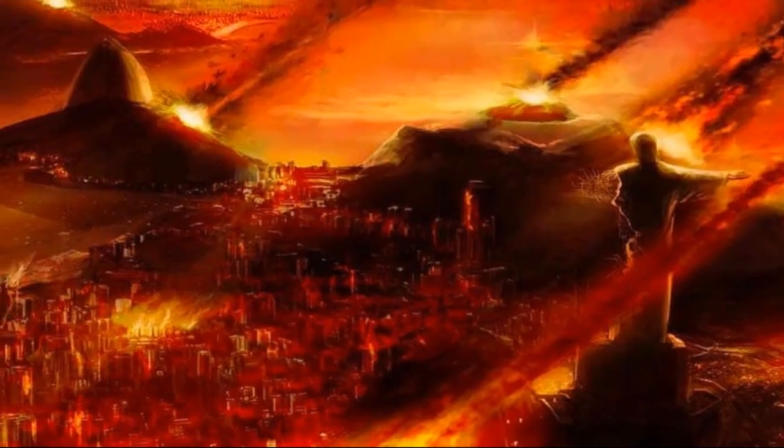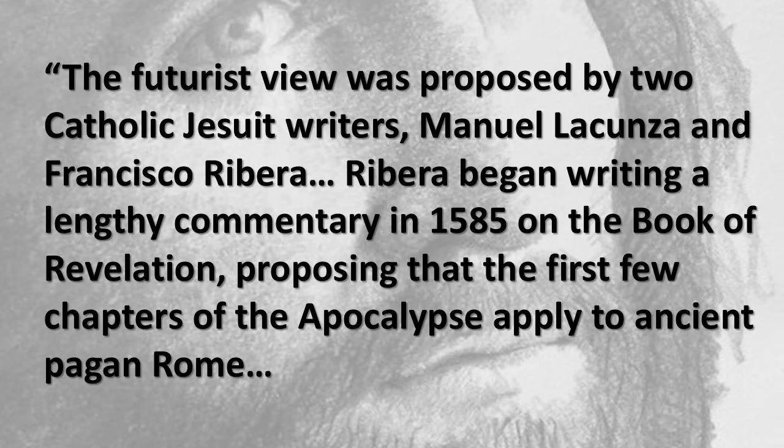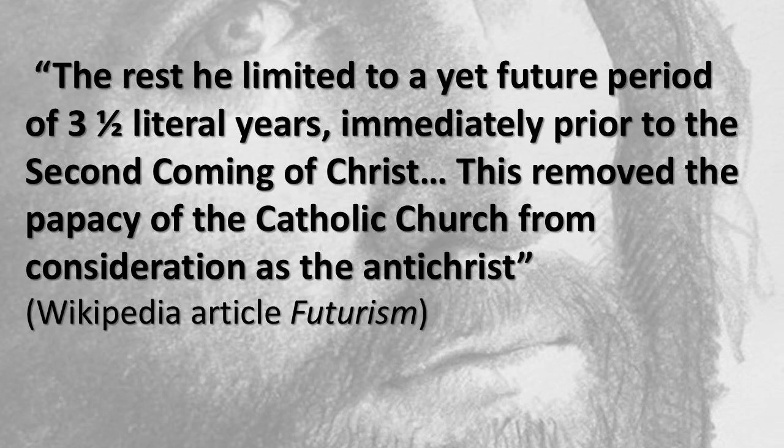Like the preterist model, it was developed by Roman Catholics during the Protestant Reformation. The futurist view was proposed by two Catholic Jesuit writers, Manuel Lacunza and Francisco Ribera. Ribera began writing a lengthy commentary in 1585 on the Book of Revelation, proposing that the first few chapters of the Apocalypse apply to ancient pagan Rome, and the rest he limited to a yet future period of 3.5 literal years, immediately prior to the second coming of Christ. This removed the papacy of the Catholic Church from consideration as the Antichrist.